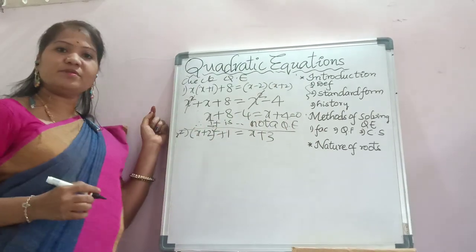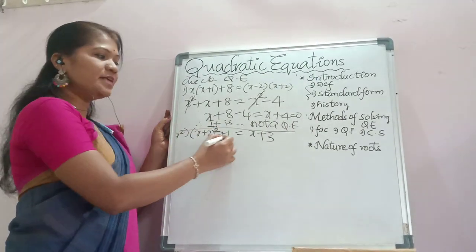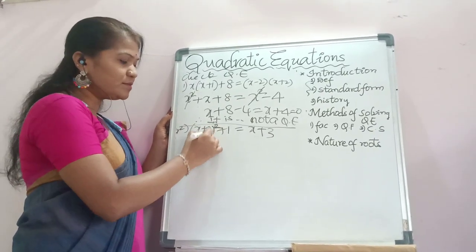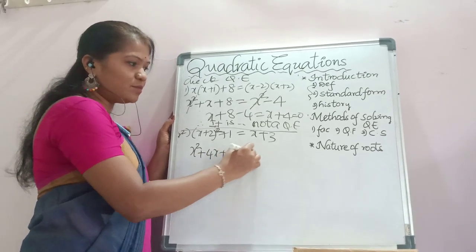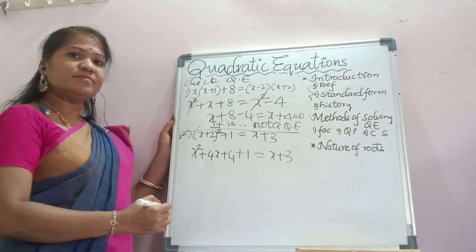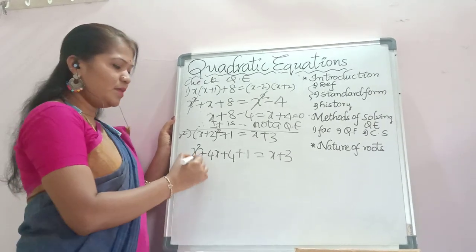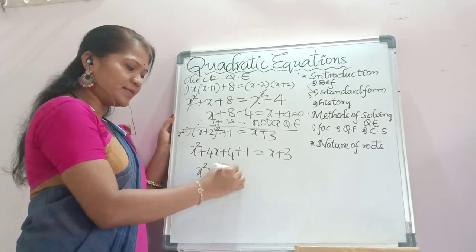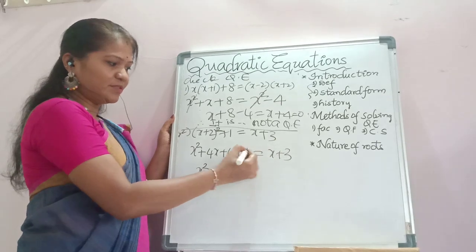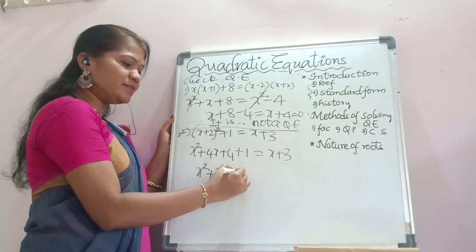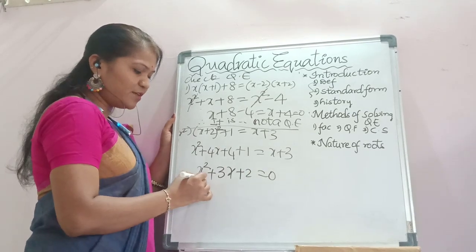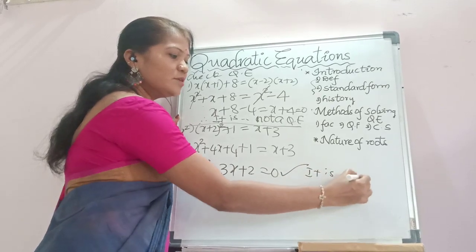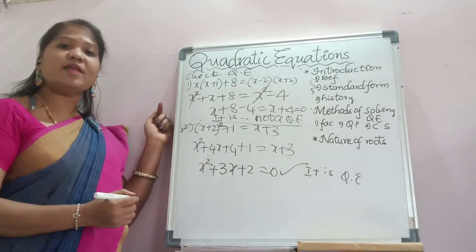Now see this second example. (x plus 2) whole square plus 1 is equal to x plus 3. Then what will I get? The (a plus b) whole square identity: a square plus 2ab plus b square, so x square plus 4x plus 4, plus 1 is equal to x plus 3. Then what do we get here? x square, and when it comes to this side, plus 4x minus x is plus 3x, plus 4 plus 1, 5. And when 3 comes to this side, 5 minus 3 is plus 2, equals 0. So this is of the form ax square plus bx plus c equals 0. Yes, it is a quadratic equation. So the application of the definition will be like this, right?